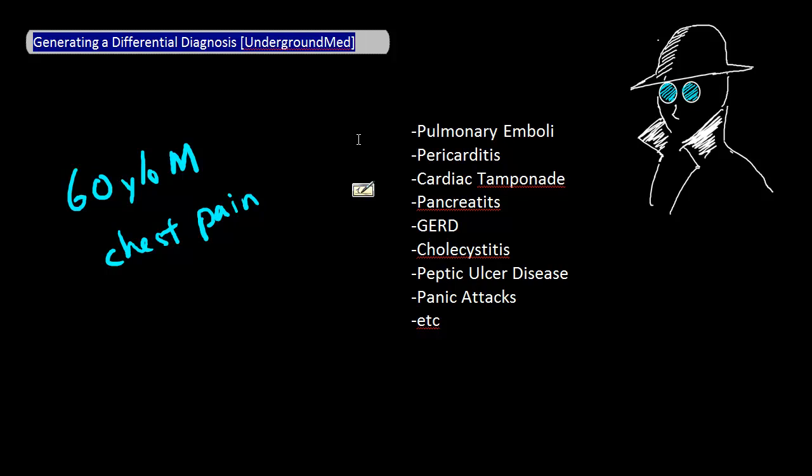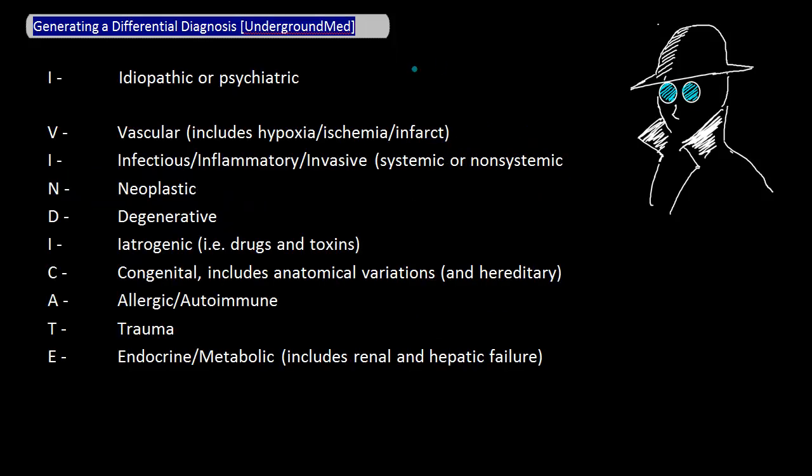There are numerous mnemonics out there to help you generate a differential diagnosis, but the one I use is I VINDICATE. So here you can see the I VINDICATE, in which I stands for idiopathic or psychiatric, V stands for vascular, and that includes hypoxia, ischemia, or infarction. I stands for infectious, inflammatory, or invasive, and can either be systemic or non-systemic. N stands for neoplastic. D stands for degenerative. I stands for iatrogenic, so that includes drugs and toxins, for example. C stands for congenital, and that includes anatomical variations and anything hereditary. A stands for allergic or autoimmune. T stands for trauma. And E stands for endocrine or metabolic, and that includes renal and hepatic failure.